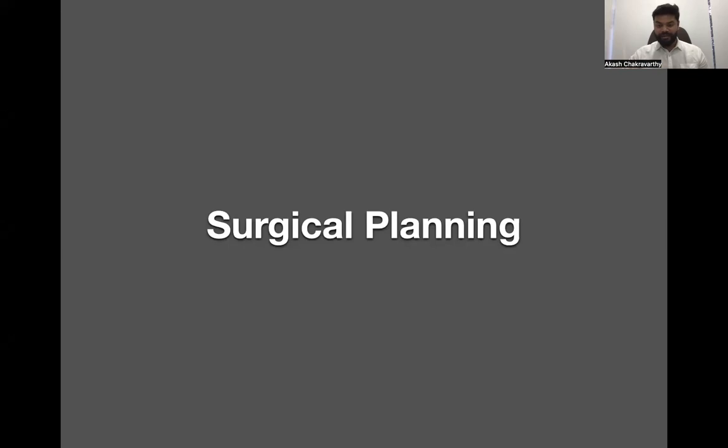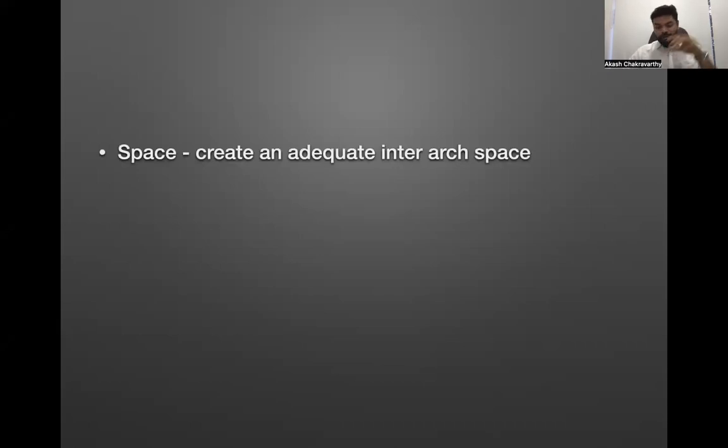Let's start with the surgical planning now. All I told you was about prosthetic planning. Now, there are a few key aspects in surgical planning. Space: in order to create adequate interarch space, how much bone to trim to create the required interarch space.